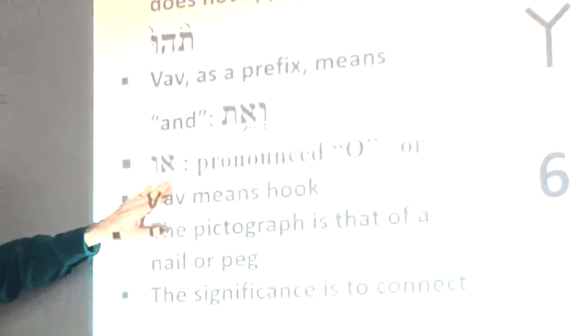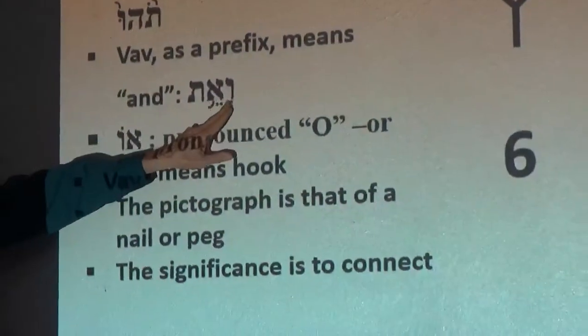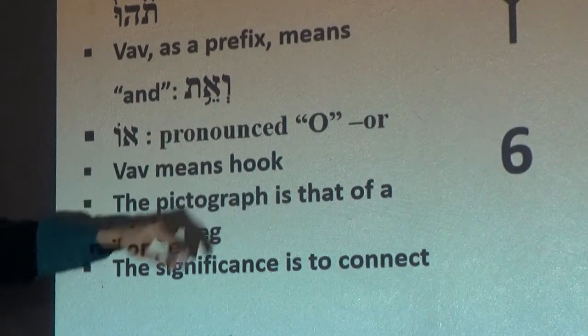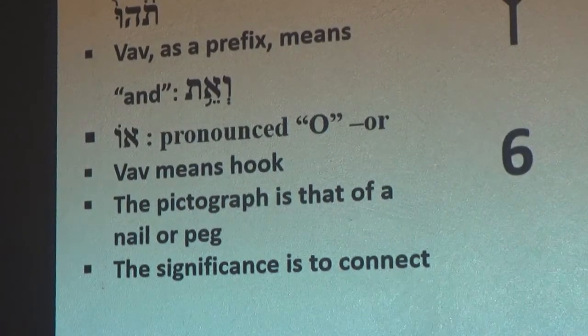"Or" is a connector. So here, "or" is a connector. Vav here is a connector. And "or," they're both connectors. Okay, so it's the idea of connection. That's the defining term, to connect, to make a connection. So Vav is the connection.